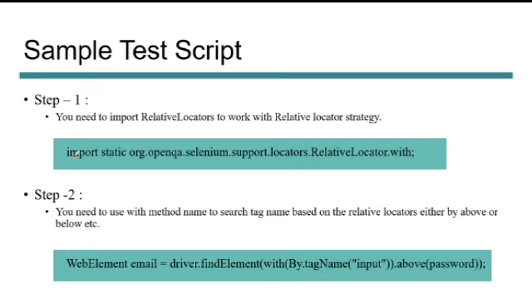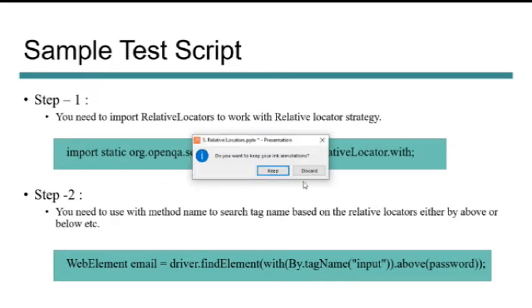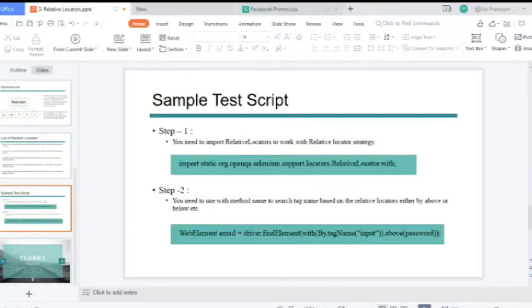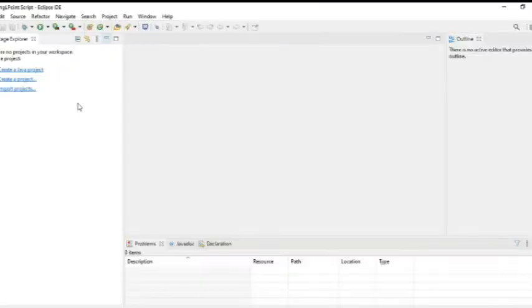Okay, let's have a look at the sample test script and how it works with these relative locators. Let's create a project first. To create the project, you can click on create Java project, or you can go to File and create the project.